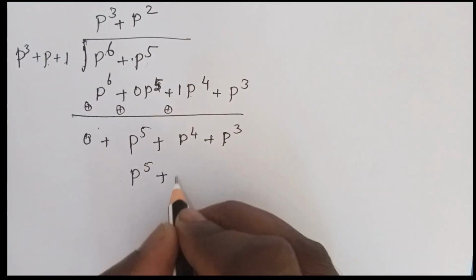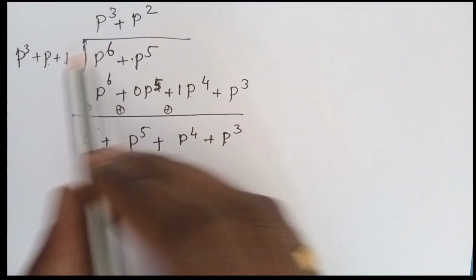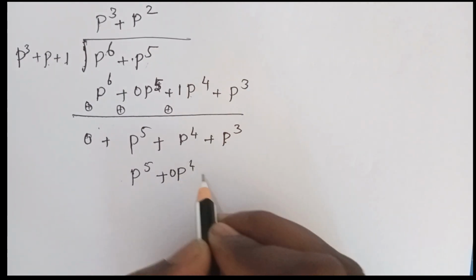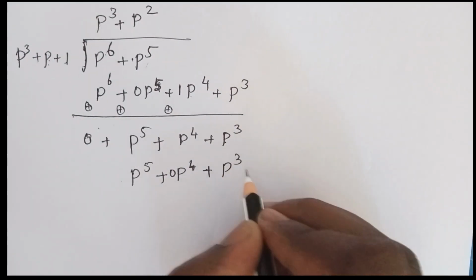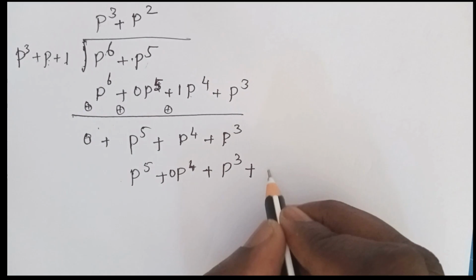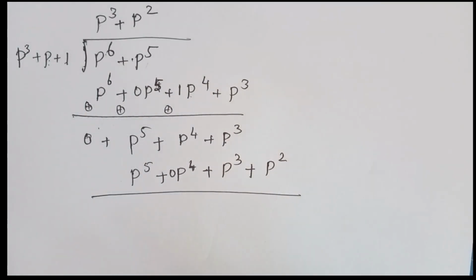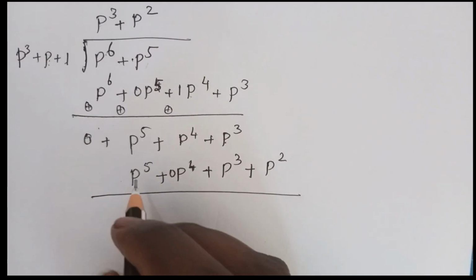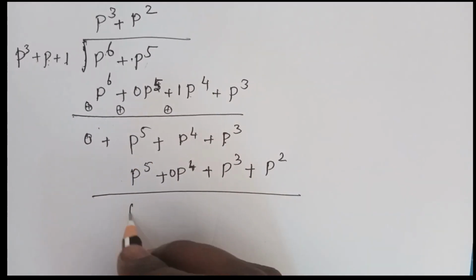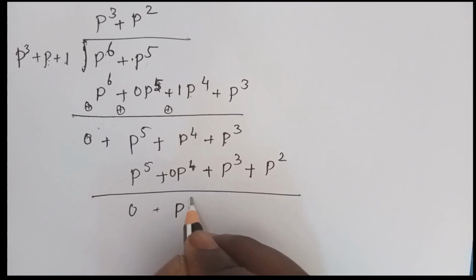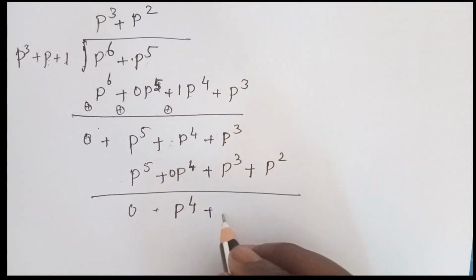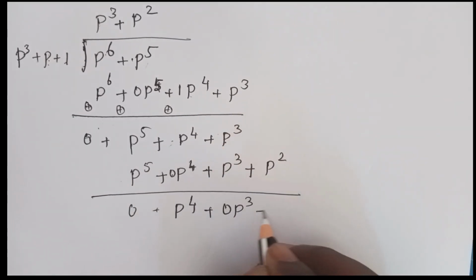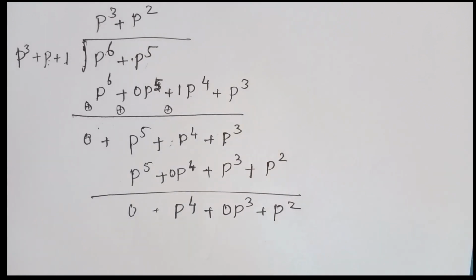So let's do this. p power 5 plus p into p square, that is p cube. We don't have p power 4, so it is 0 p power 4, plus p into p square is p cube. Again 1 into p square is p square. Again it is going to be an XOR operation. Okay, so this is going to be 0, this is going to be p power 4, 1 XOR 0 is 1, so p power 4. Again 1 XOR 1 is 0, so it is 0 p cube, then we have p square. Okay, p square. So then how will you divide?